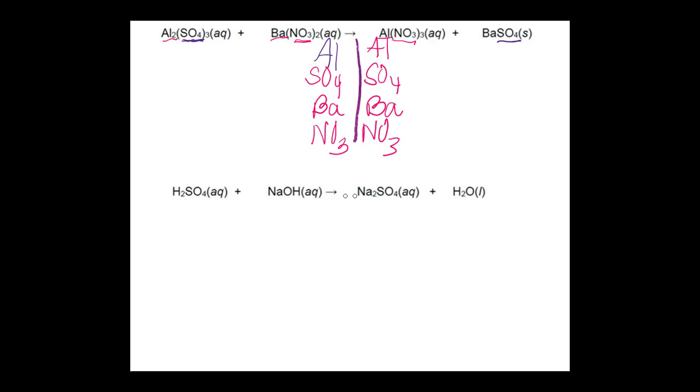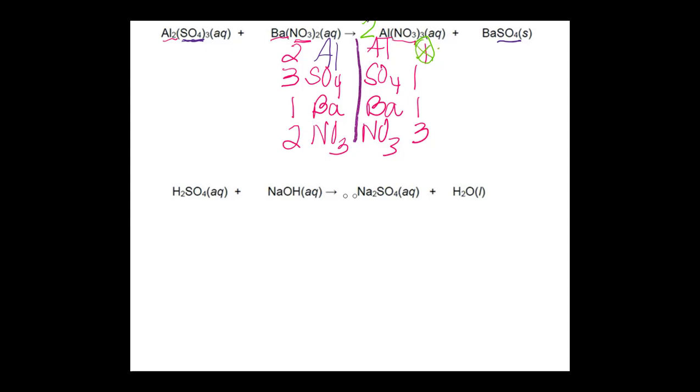All right, we have 2 aluminums, 3 sulfates, 1 barium, 2 nitrates. And on the right, 1 aluminum, 3 nitrates, 1 barium, and 1 sulfate. All right, let's start seeing what's not balanced. I need more aluminums on the right because I have 2 on the left. So let's put a 2 in front of where aluminum is.